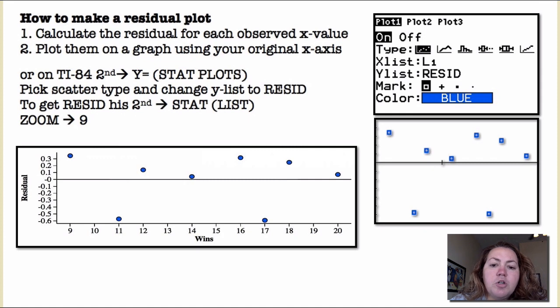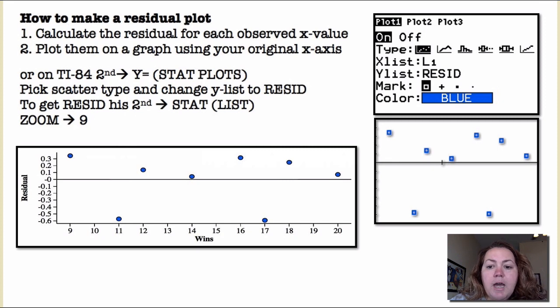First you have to run the linear regression. So when you have your data in your list, list 1 and list 2, you have to do stat calc 8 to run the linear regression. Your calculator automatically creates a list after that called resid. To get it to graph that list, you're going to do second y equals, which is up at the top, which is your stat plots option.